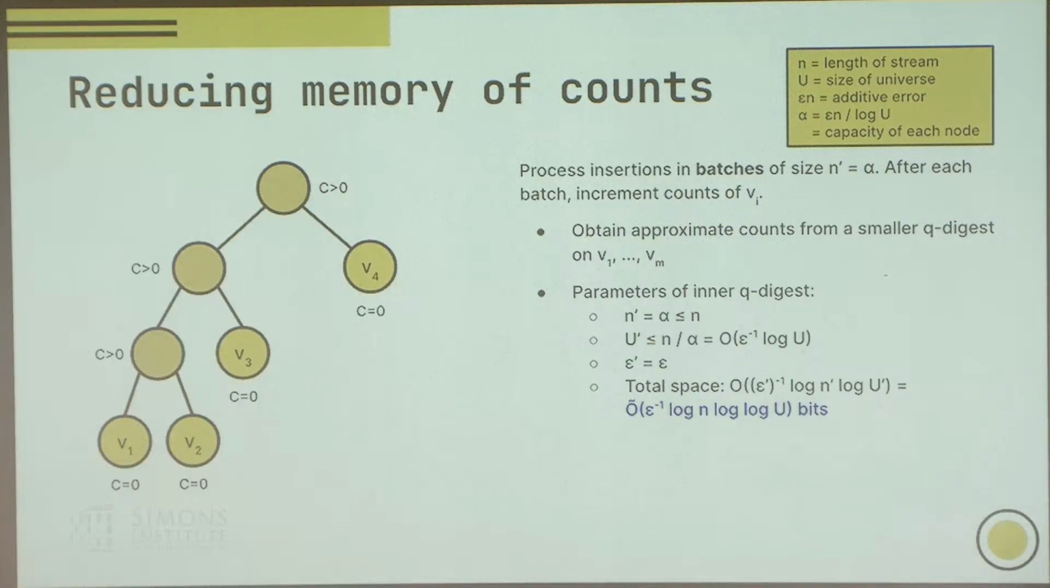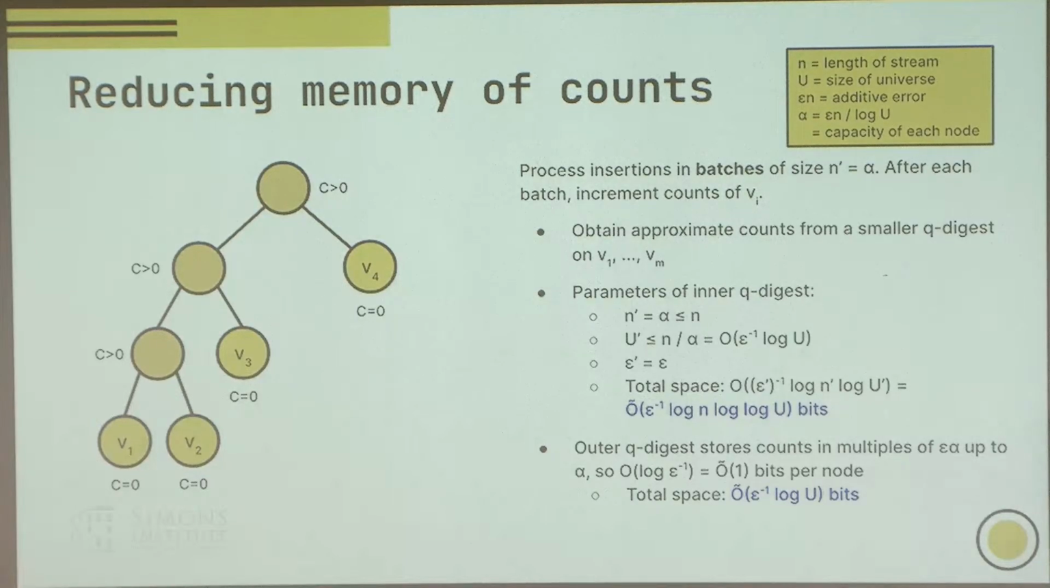We still have to store this outer tree and the counts on the outer tree. But now the counts are being stored in multiples of epsilon times alpha. After getting the counts out of the lower Q digest, we can just round them off. I'm hiding a few details here, but essentially, with these multiples of epsilon alpha, we're only storing a number from 1 to 1 over epsilon. This takes O of log of inverse epsilon bits per node, which we're just going to call O tilde of 1 for now. And the number of nodes, again, was epsilon inverse times log u. So that's how many bits we'll get, up to this log factor, for the outer Q digest.